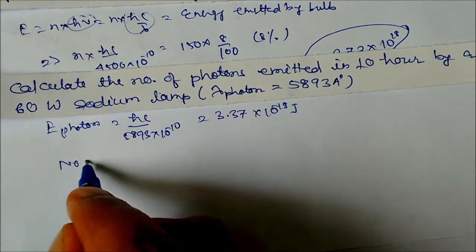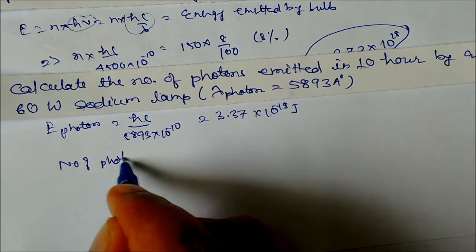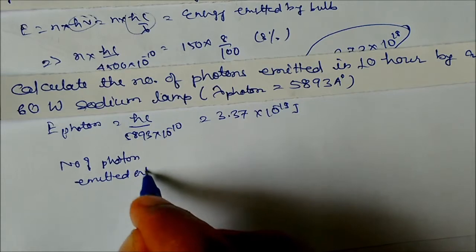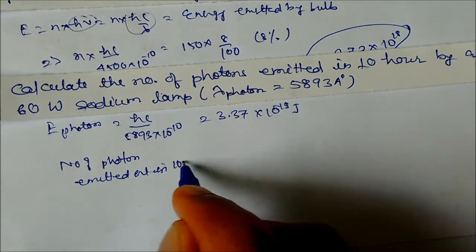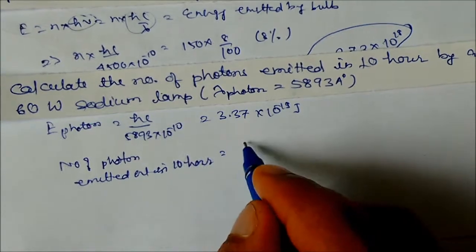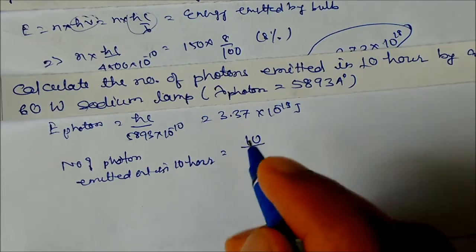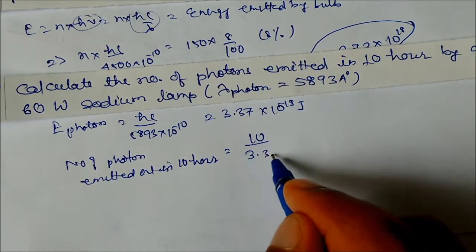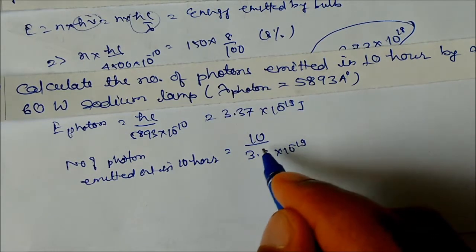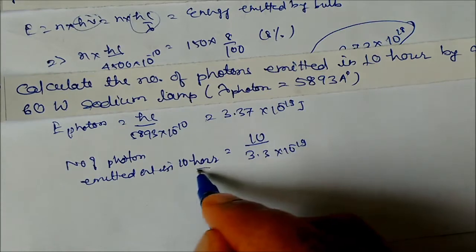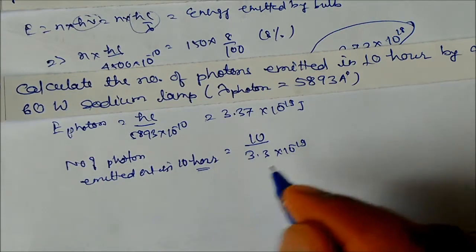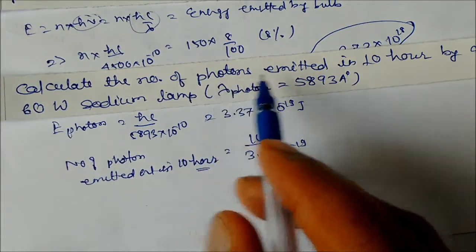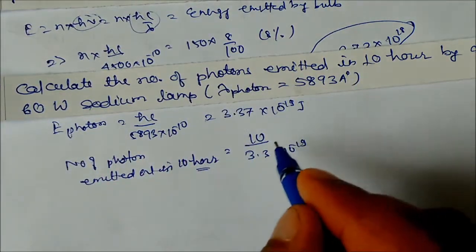So the number of photons emitted in 10 hours. So we have to find the energy emitted in 10 hours. This is the total energy, and it is given per hour, so you have to convert it into per second, because the watt tells us how many photons are emitted in 10 hours. This is in hours and this is in seconds.